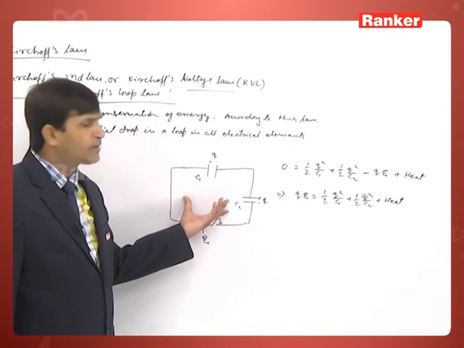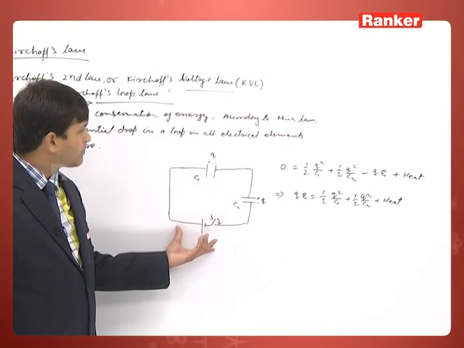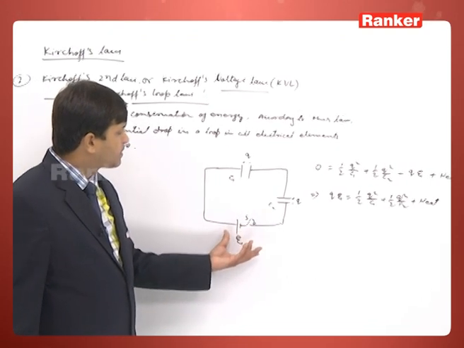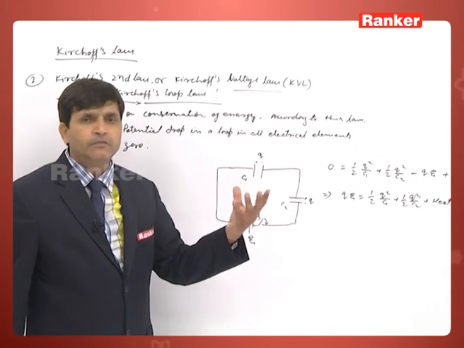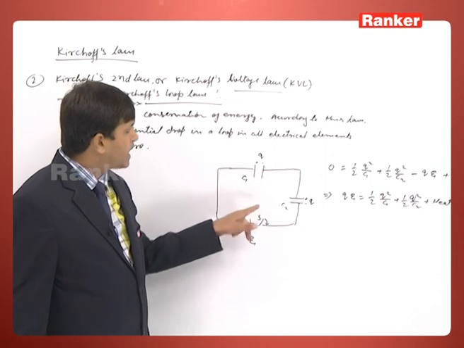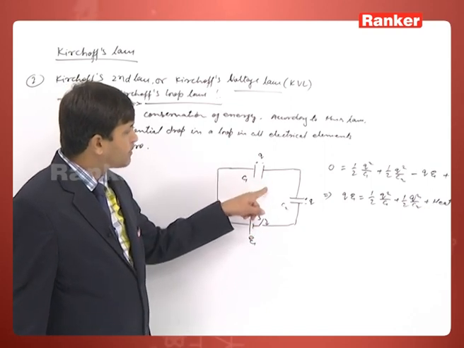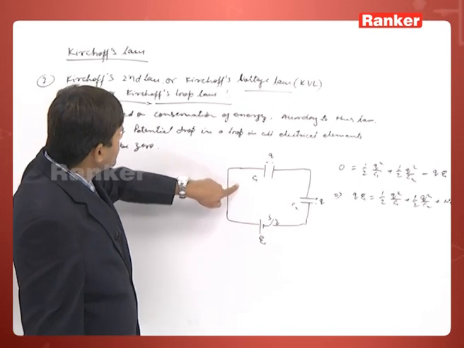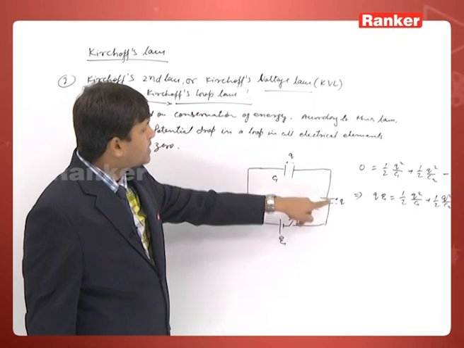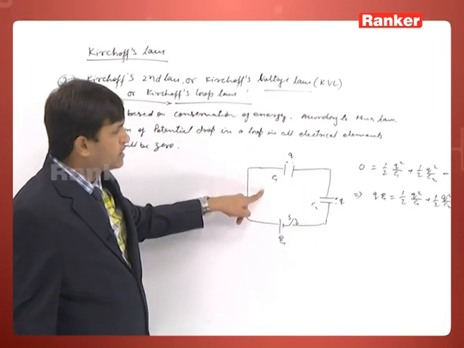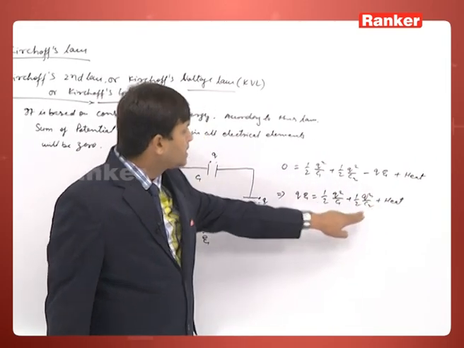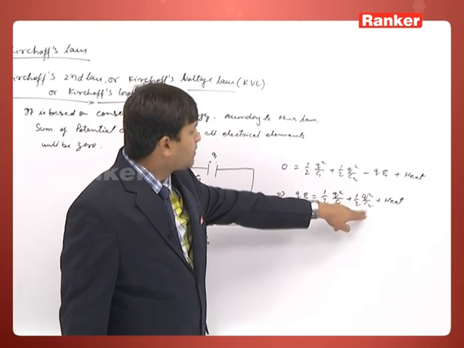So here initially there was no energy. So what is the source of energy? Source of energy was the battery, and whatever energy is supplied by the battery, where will that go? Some part of the energy is stored in the capacitor, and during the charging of a capacitor, since charge is flowing, there is some loss of energy in the form of heat. So loss of energy in the form of heat is this, and energy stored in the capacitor is this.